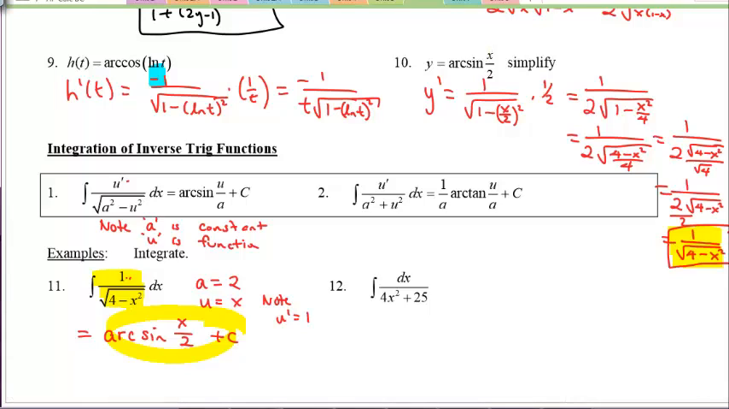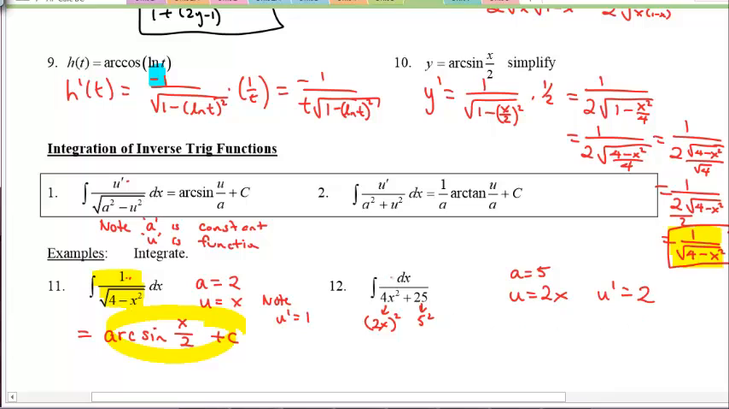So notice for number 12, you can see how this form looks more like number 2, because there's no square root. And I'm thinking, oh, that's a squared, right? So 25 is the same thing as 5 squared. I'm thinking a is equal to 5. And notice 4x squared is just 2x all squared. So I'm thinking u equals 2x, which is good. But then if I take u prime, the derivative of 2x is 2, and I don't have a 2 on the top, and that might be a problem.